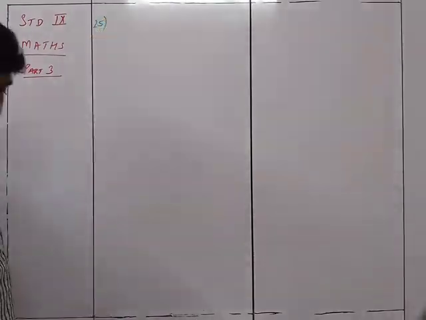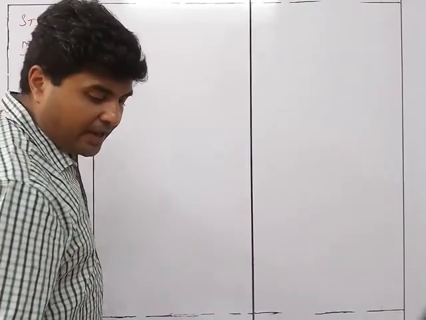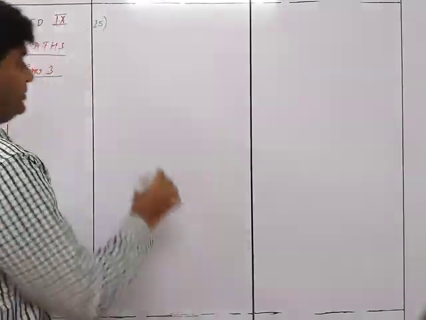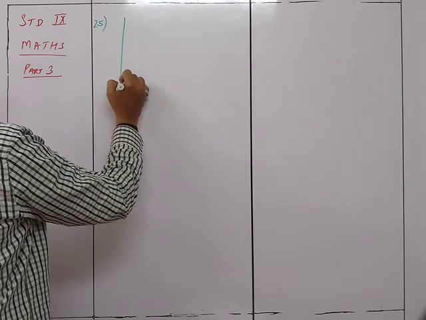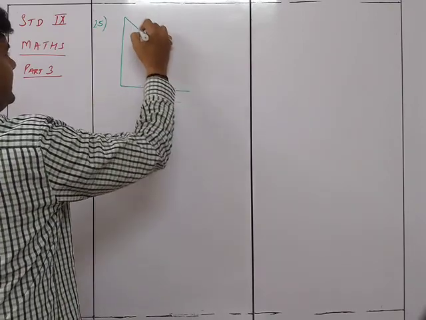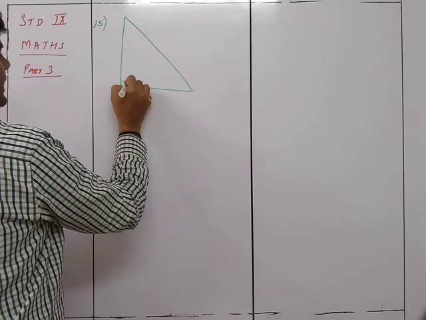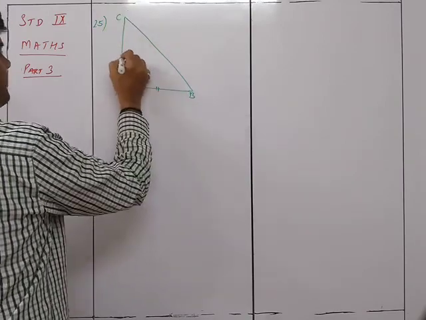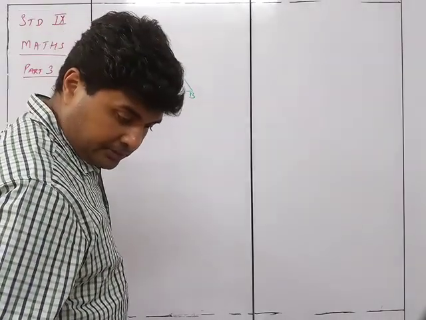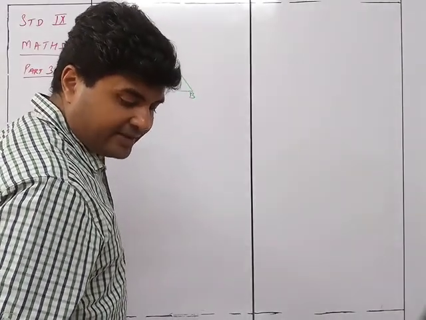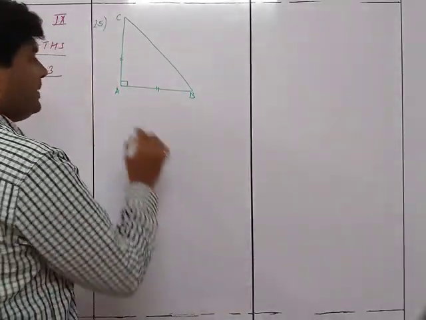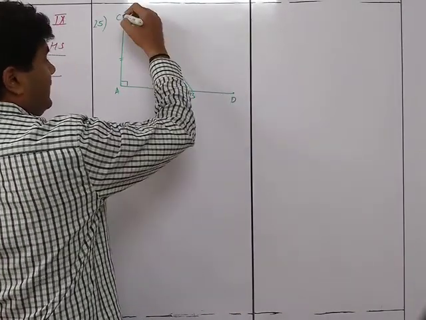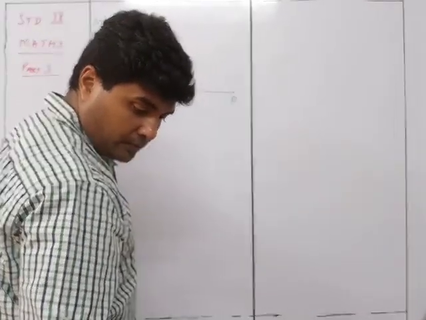Sum number 25. In a triangle ABC, angle A is 90 degrees and AC is equal to AB. Okay. What else? D is a point on AB produced. AB produced means D is produced further to give you this line, and then you need to prove something.